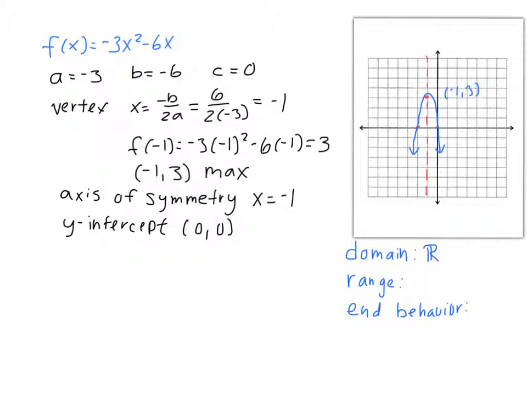The range is controlled by the vertex. All the y values in this parabola are below the vertex. And in this parabola, the y value of the vertex is 3. So our range becomes y is less than or equal to 3. This parabola is concave down. So for our end behavior, we just need to state that the ends go down on both sides. And that completes the problem.